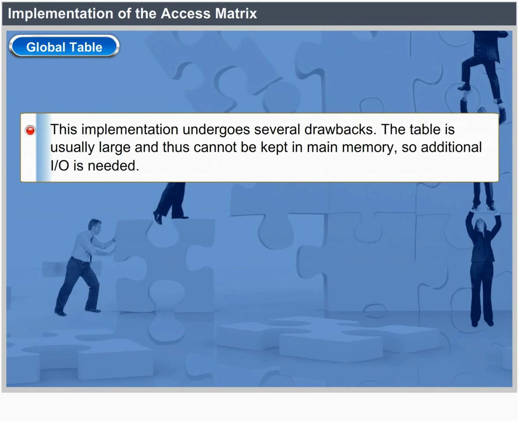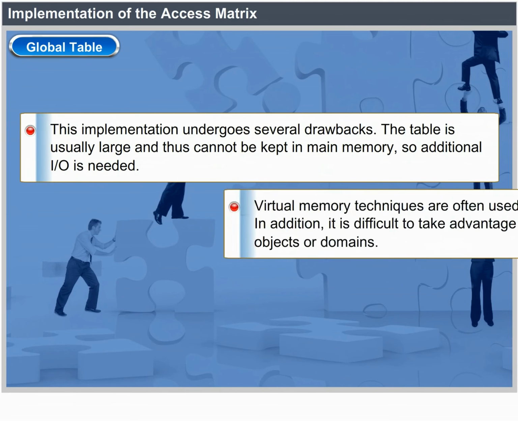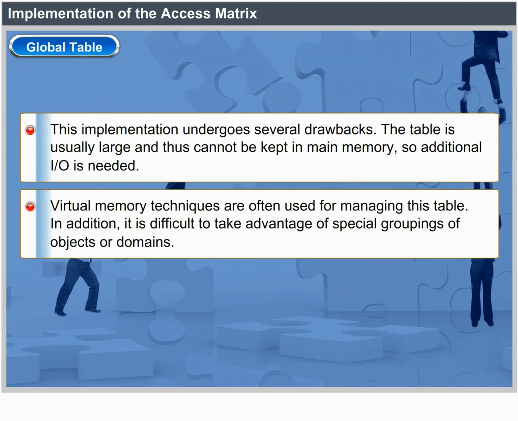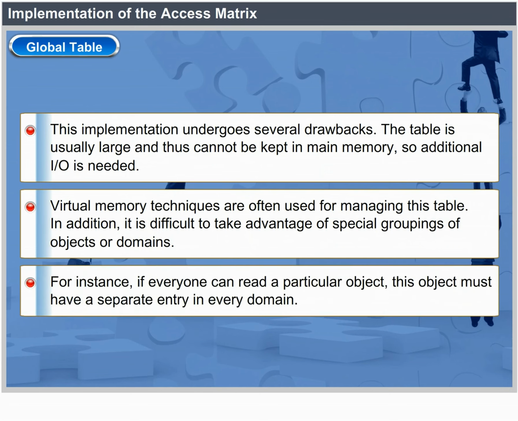This implementation suffers from several drawbacks. The table is usually large and thus cannot be kept in main memory, so additional input-output is needed. Virtual memory techniques are often used for managing this table. In addition, it is difficult to take advantage of special groupings of objects or domains. For example, if everyone can read a particular object, this object must have a separate entry in every domain.